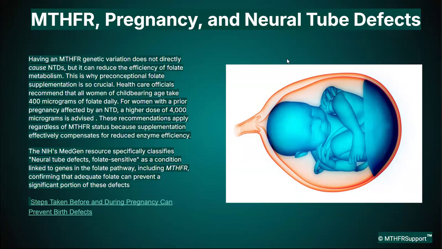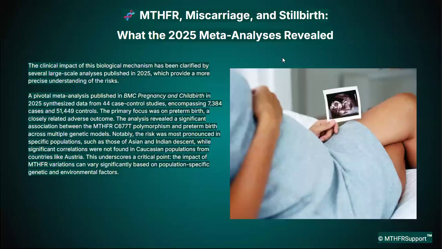The NIH's MedGen resource specifically classifies neural tube defects, folate-sensitive, as a condition linked to genes in the folate pathway, including MTHFR, confirming that adequate folate can prevent a significant portion of these defects. The clinical impact of this biological mechanism has been clarified by several large-scale analyses published in 2025, which provide a more precise understanding of the risks.